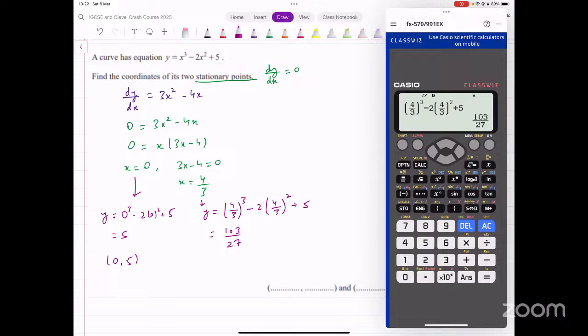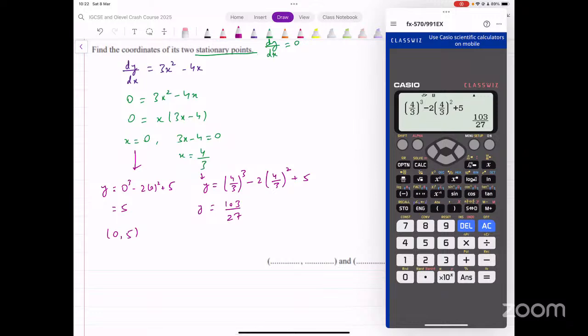I'll just check my working again because it looks like a weird result. But let's just confirm it is possible. But I'm just going to confirm quickly. 3x minus 4 equals 0, x equals 4 over 3. Have I put this correctly there? 4 over 3 whole cube minus 2 into 4 over 3 whole squared plus 5. Okay, that seems fine. Y equals 103 over 27.